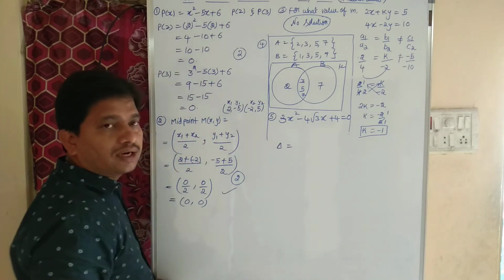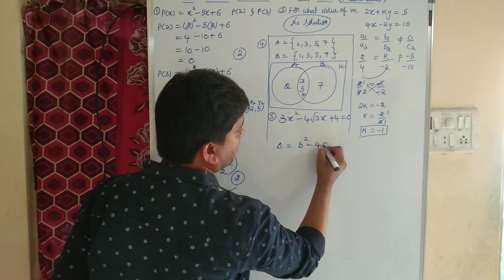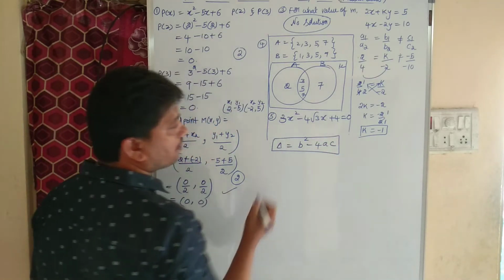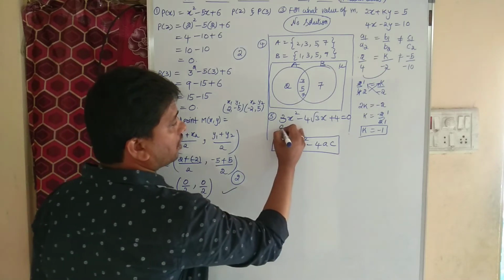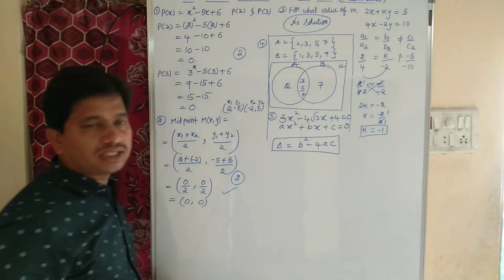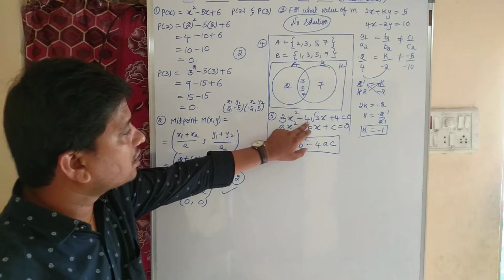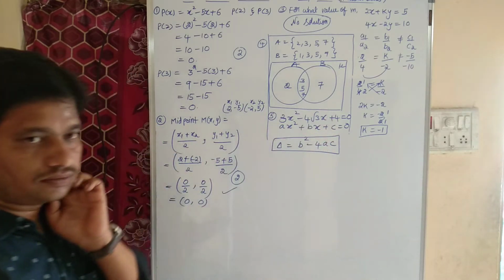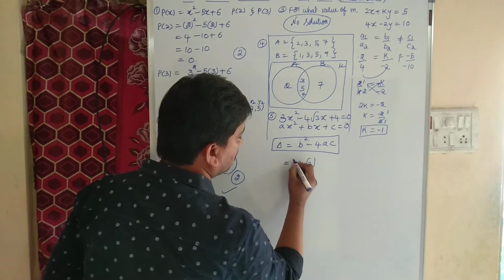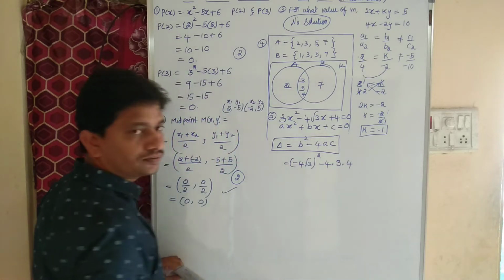We need to find delta. We call it the discriminant. What is the formula for discriminant? B square minus 4ac. Children, what is the formula for discriminant? B square minus 4ac. Once you compare the given quadratic equation with the standard form ax square plus bx plus c equal to 0, the value of a is 3, b value minus 4 root 3, c value 4. What is the value of b, children? B value minus 4 root 3 whole square minus 4 into a value 3 and c value 4.